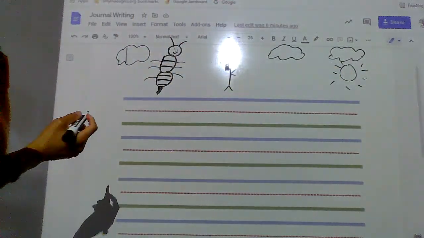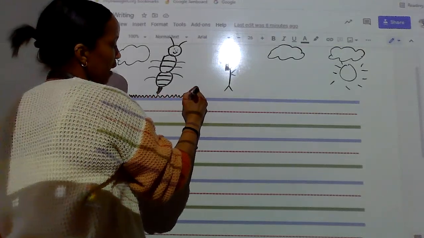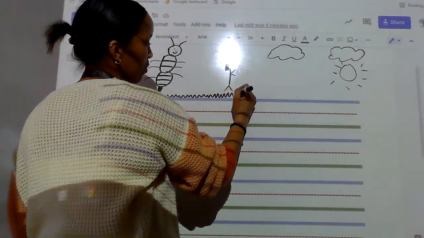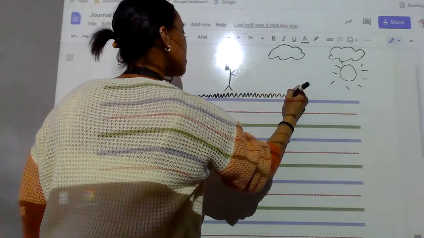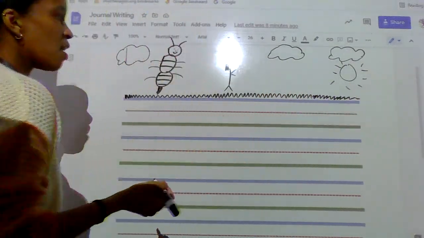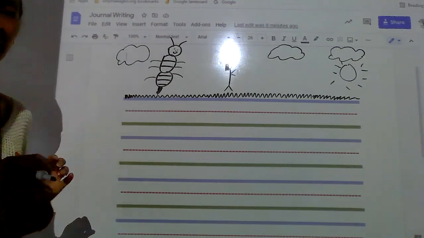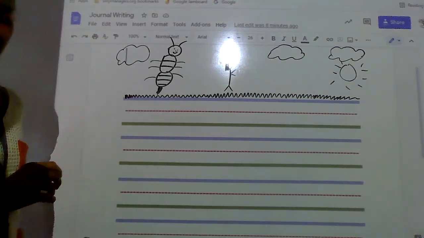Okay, so we're outside. There's also grass outside. Notice how I'm talking as I'm drawing. This is my grass. I know it looks more like waves, but I'm doing it fast. Make sure when you write yours, you're using lots and lots of colors and details. Okay, so there I am running away from that bee, that big, ginormous bee. I'm running away from it, okay? So I'm going to write about bees.